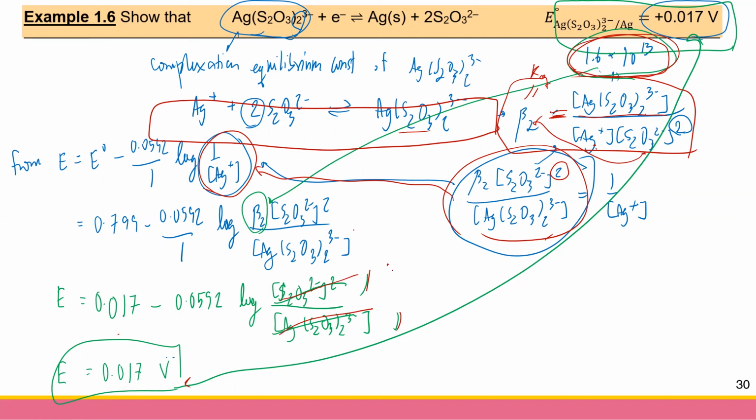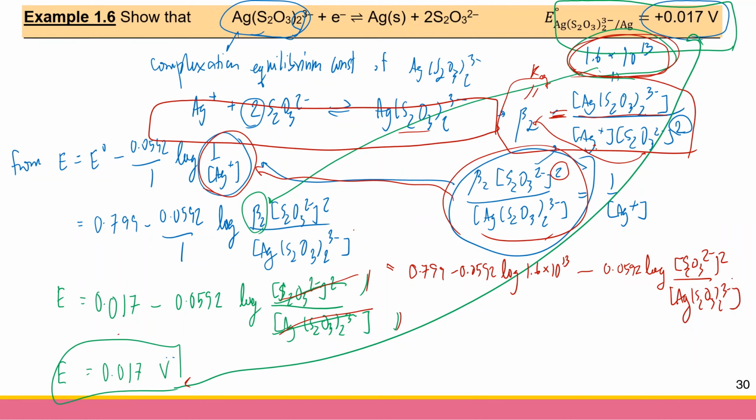I can show you maybe one more line here, right? So that's going to be 0.799 minus 0.0592 log 1.6 times 10 to the 13, and then minus 0.0592 log thiosulfate square over silver thiosulfate. Yep. So this term combined will get 0.017, right?